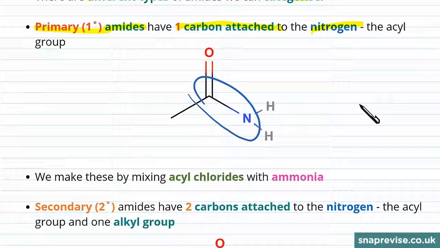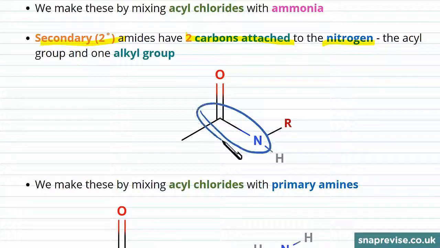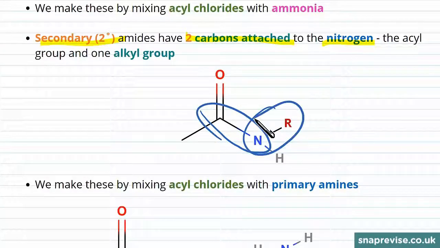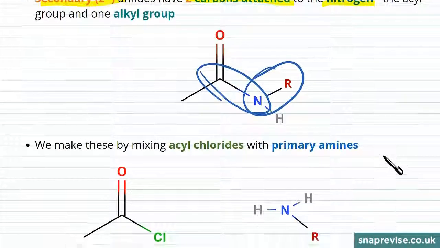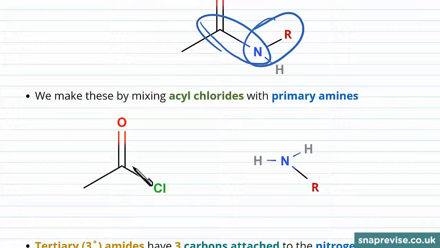Now, we can also have secondary amides, and as you might have guessed, secondary amides have 2 carbons attached to the nitrogen. So we have our acyl group that we would have had if it were primary, but we also have another alkyl group attached, and this is what makes it secondary. So now we only have 1 hydrogen. We can make these secondary amides by mixing our acyl chloride with a primary amine.